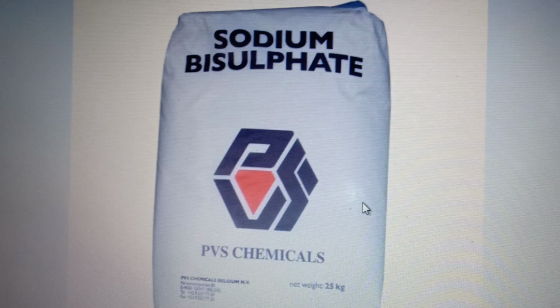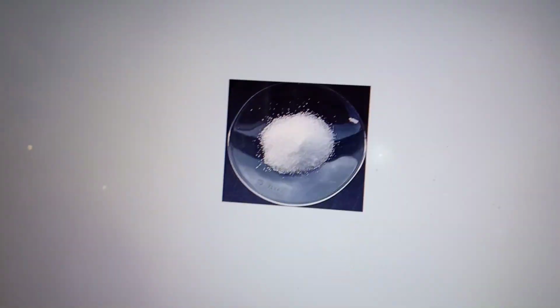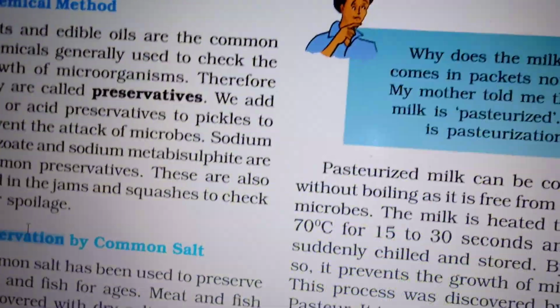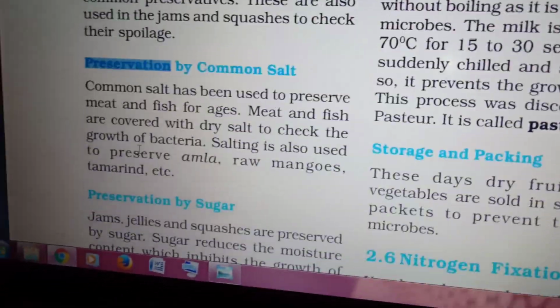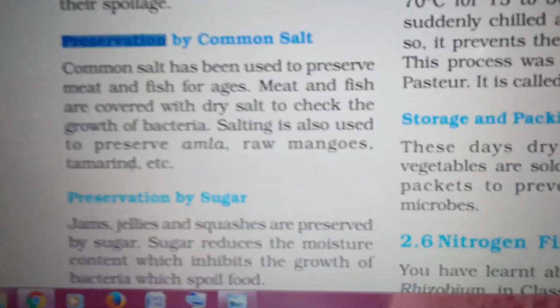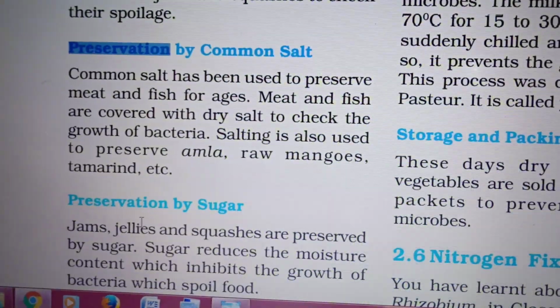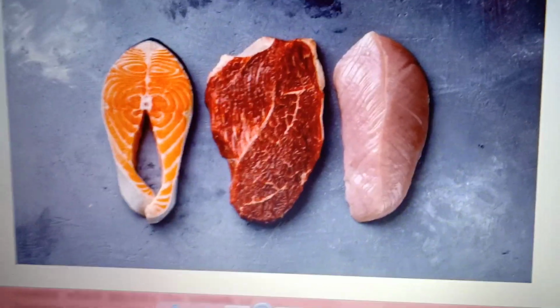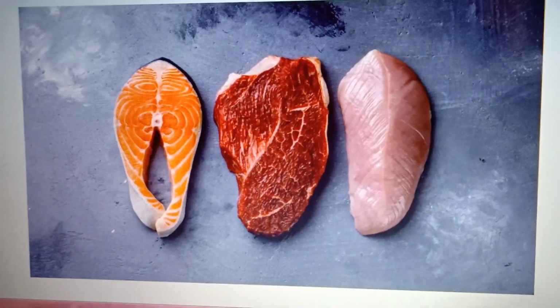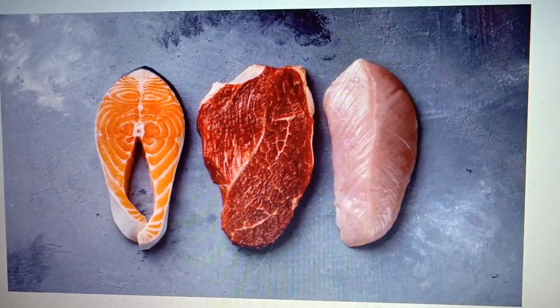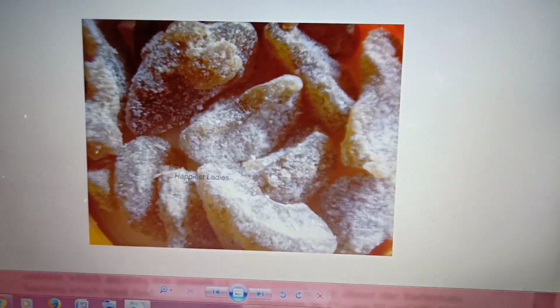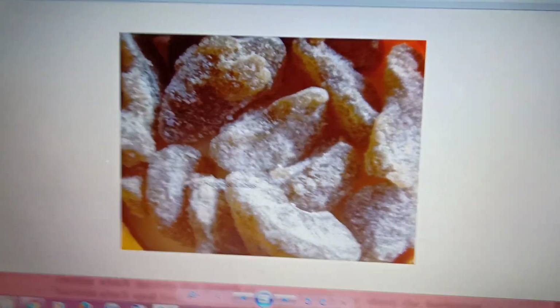Then we'll see preservation by common salt. This common salt has been used to preserve meat and fish for ages. That is, it has been used for a very long time. Meat and fish are covered with dry salt. You can see the picture of salt, and the picture of meat and fish. They are covered with dry salt to check the growth of bacteria. Salting is also used to preserve amla, raw mangoes, and tamarind. Amla is nothing but gooseberries.